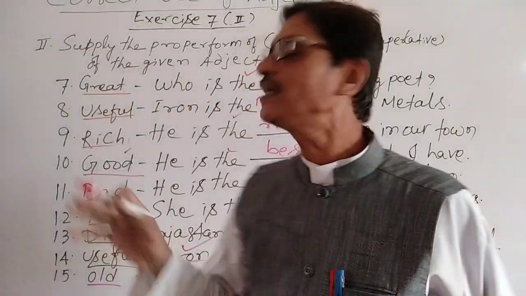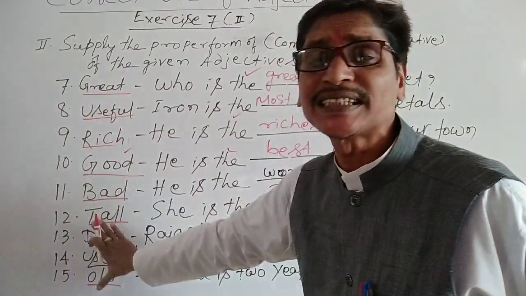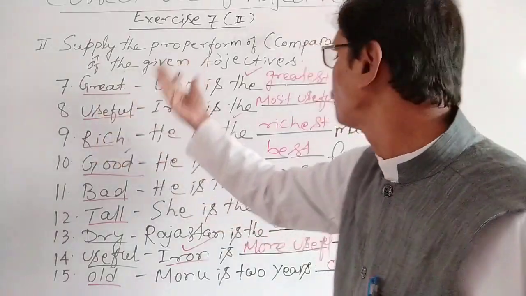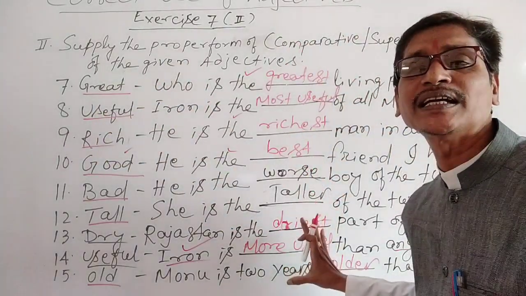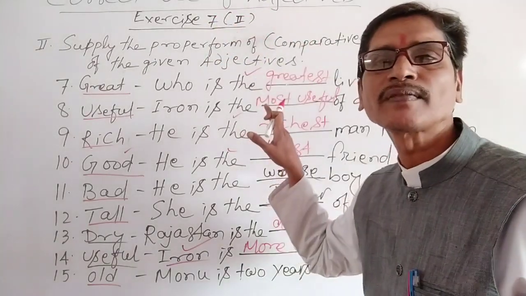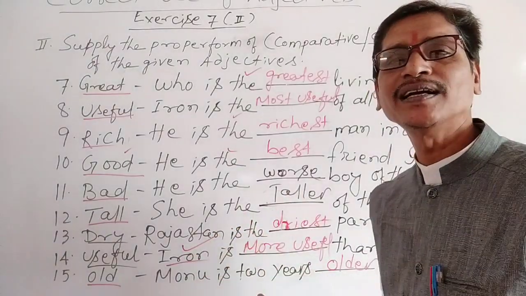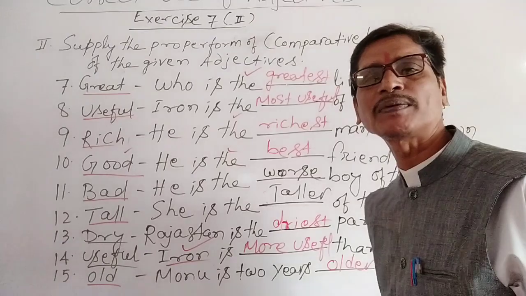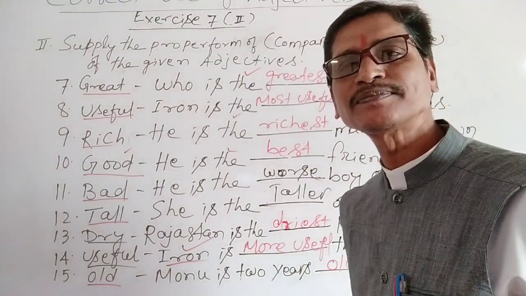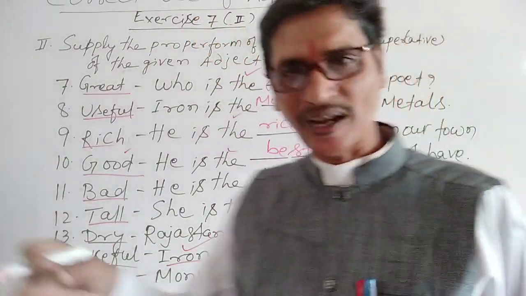You understood that here some adjectives were given, and with these adjectives we have used their comparative degree or the superlative degree in the spaces given in our statements of exercise 7 part 2. Understood? Any doubt? If you have any doubt, it can be clarified in your doubt clearance classes, or you can call me personally so that we can clarify every doubt. Okay? Let's discuss part 3 of exercise 7.